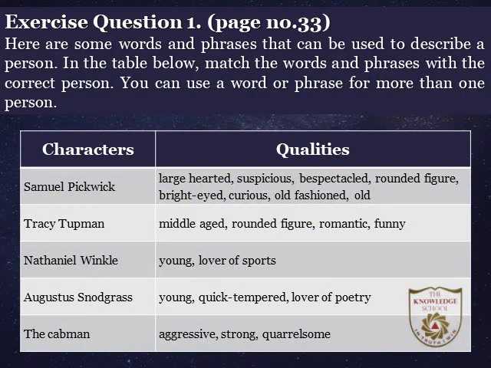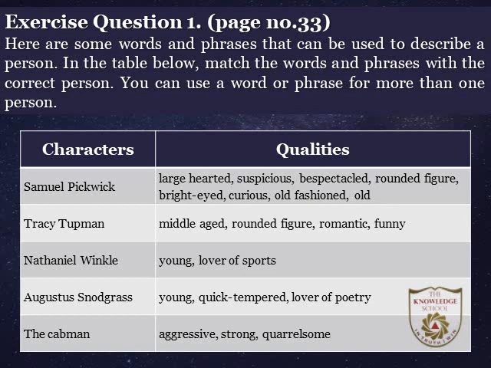Now on page number 33 of Broadway, there is a question, and in the question you are given different qualities, and you are asked to put each quality against the person to whom it belongs. First of all, the person is Mr. Samuel Pickwick, the main character of the story, and the qualities which belong to his character are large-hearted, suspicious, bespectacled, means he wore glasses, rounded figure, bright-eyed, curious, old-fashioned and old.